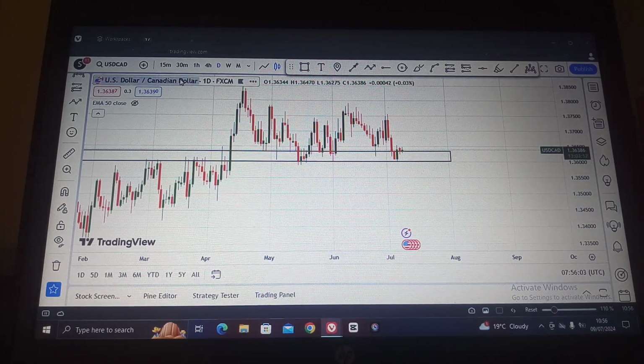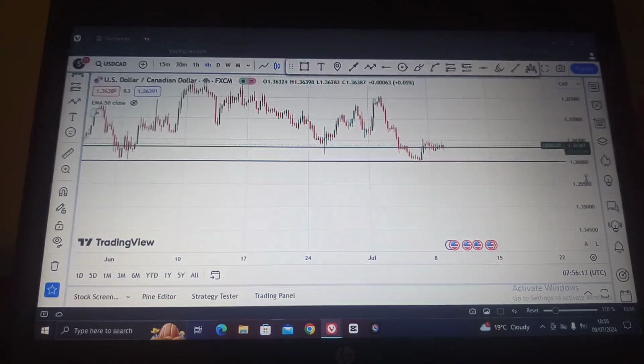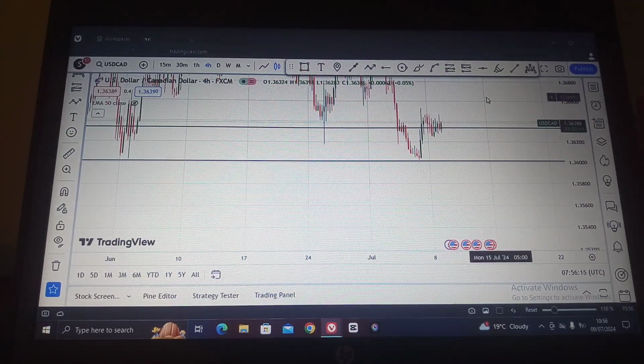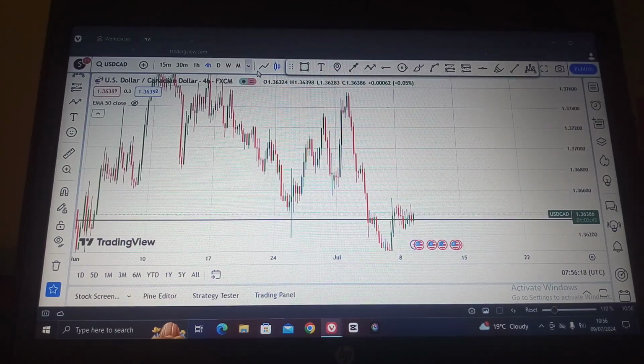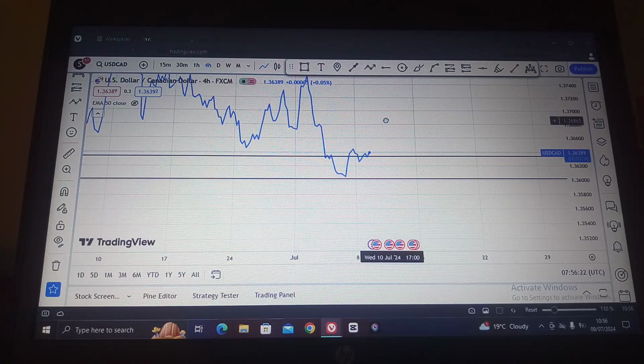Now let us go to the 4 hour so that we can know where we are heading, because you cannot be 50-50. When we go to the 4 hour, let us see if the 4 hour will support our buy or if it will support our sell. What can you see on the 4 hour? Let me just go to the line chart, so that before I go to the candle, I just use the line chart.